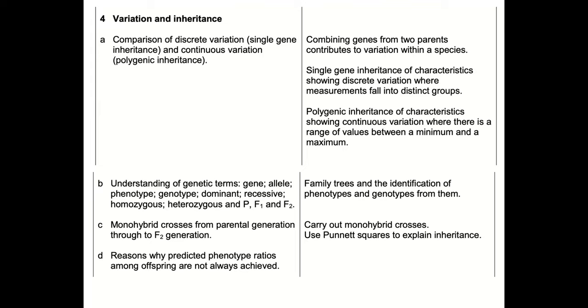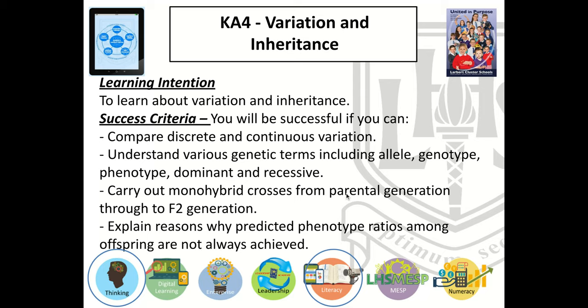As we go through the theory, there'll be some questions after each part so you can be sure you're ready to move on. So our learning intention today is to learn about variation and inheritance. So what we have to be able to do by the end of the lesson is compare discrete and continuous variation, understand various genetic terms, including allele, genotype, phenotype, dominant and recessive, carry out monohybrid crosses from parental generation through to F2, and explain the reasons why predicted phenotype ratios among offspring are not always achieved.